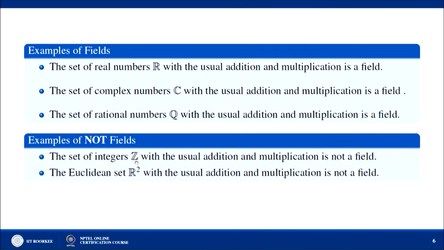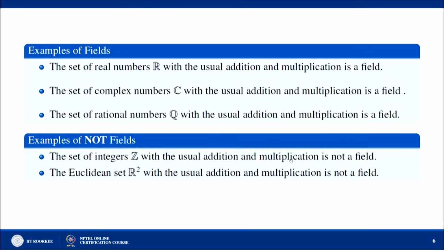Suppose we are considering the set of integers. The set of integers under usual addition constitutes an abelian group, it is true, but under usual multiplication it does not form a group, because if you take an element, say 2 in Z, its multiplicative inverse is 1 by 2, which is not in Z. So this set of integers does not constitute a group under multiplication, so it will not constitute a field.